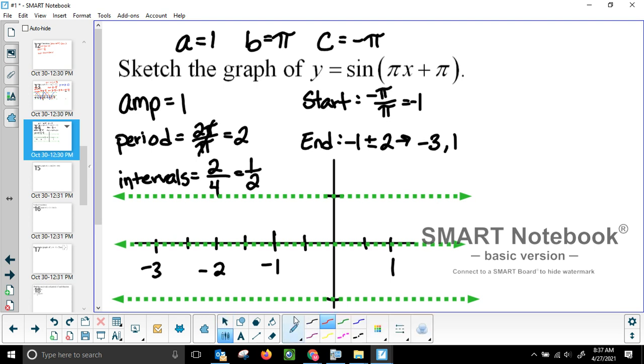All right, so I'm starting at negative 1. Sine always starts on the baseline. My A is positive, which means as I go to the right, I go up first, then back down to the baseline, down to the minimum, back to the baseline. Follow that pattern going the other direction. And connect this with as smooth a curve as we can. And we're done.